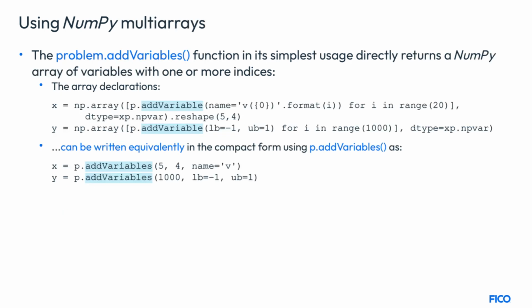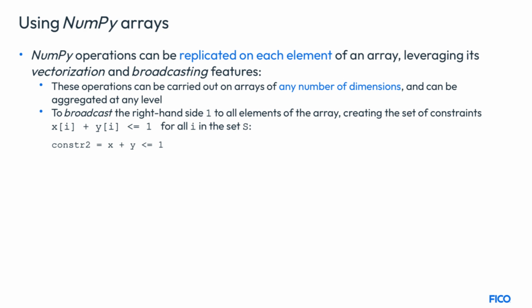To create NumPy arrays with one or more dimensions in a more compact and readable manner, use the method problem.addVariables with one or more integer arguments to automatically create a NumPy array for all combinations of the corresponding zero-index sets passed. Additional arguments, such as variable names or bounds, will apply to all elements of the array. The broadcasting features of NumPy arrays allow the replication of operations on each element of the array, for any number of dimensions, promoting a more compact and efficient modeling.